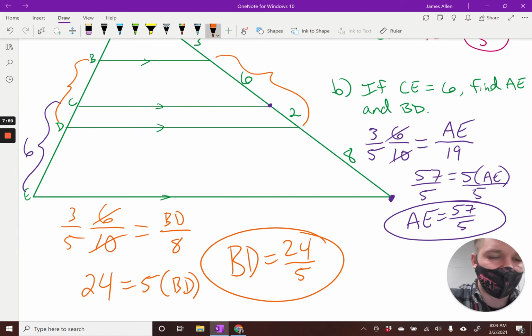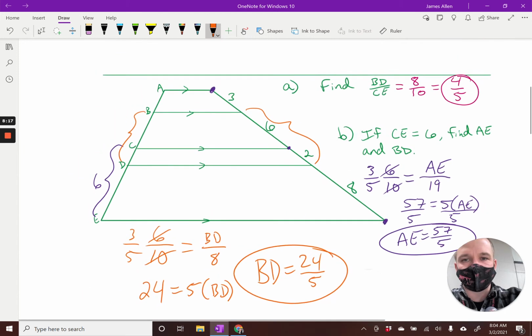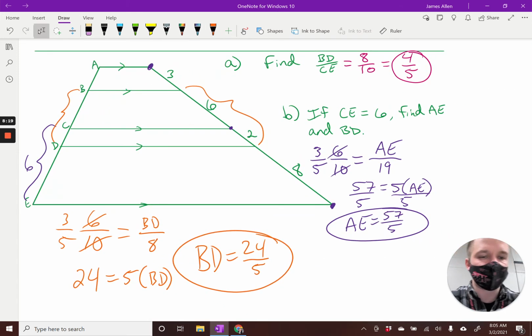It does not ask for decimals, so it's really my choice here. I'm going to leave it as an improper fraction. It's the least amount of work. Cool. So again, on this one, we're using the side splitter theorem. We're comparing the sides across from each other that are cut by those parallel lines. It divides it up proportionally. That was some really fun, fantastic stuff right there.